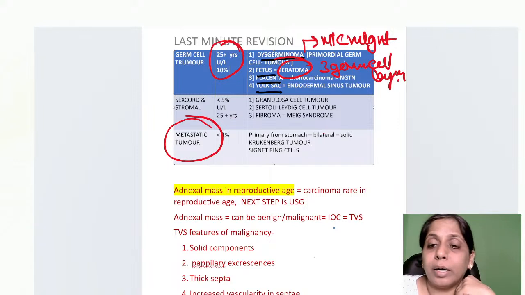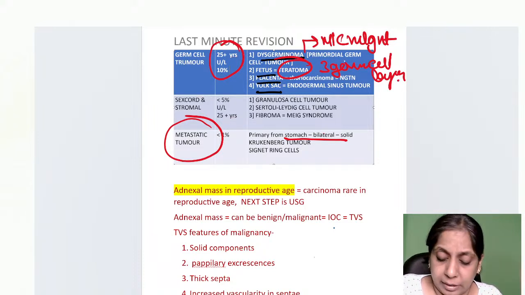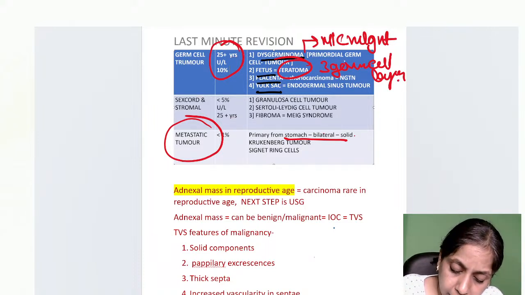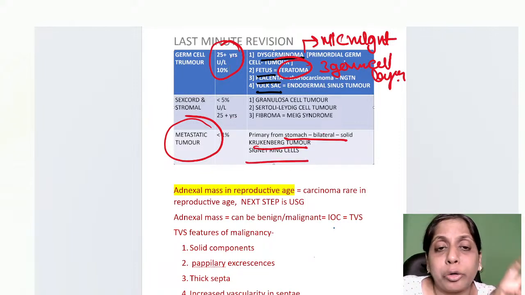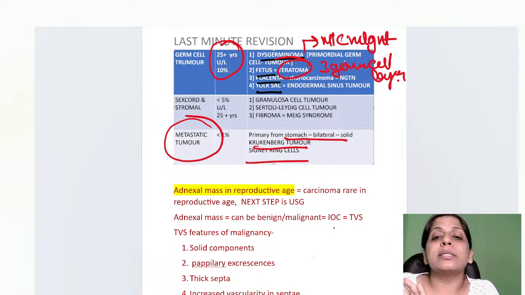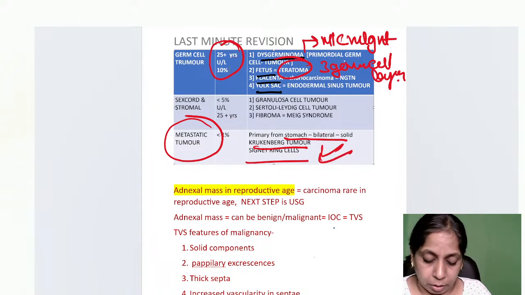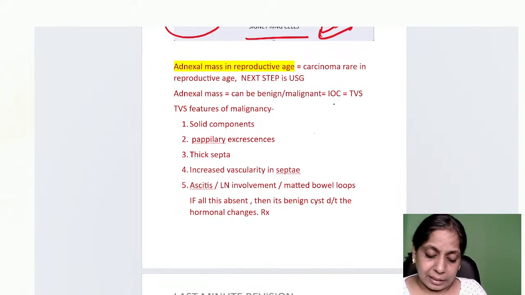The metastatic tumor, when the tumor is there in the stomach, then it spreads to the ovary, the most common site. That is, if a stomach cancer patient has ovarian masses, it is nothing but a metastatic tumor. The most common site where stomach cancer spreads is the ovary, and that tumor is known as a Krukenberg tumor. On histopathology, it has signet ring cells.